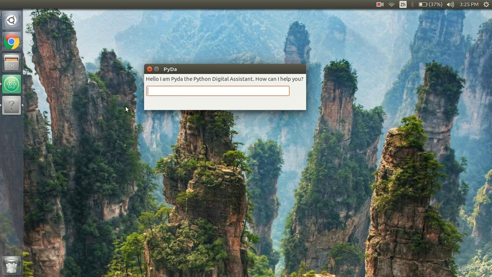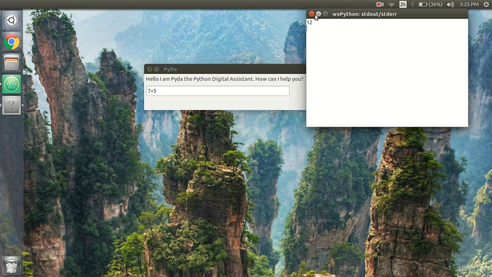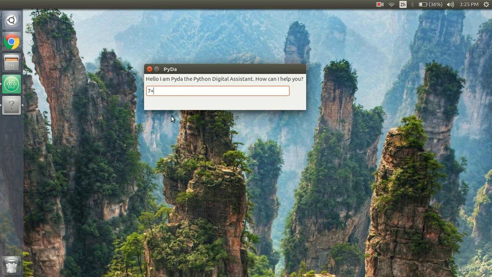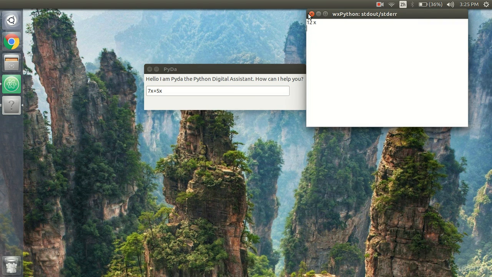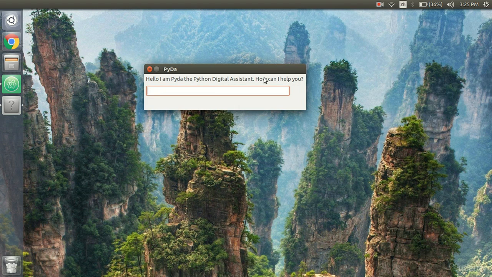Okay, next we can also ask it to do some simple math problems for us. So instead of having to get out that calculator app, you can just go on your computer if you're already on it and do some calculations. So let's say 7 plus 5, 12, and we can also do it with algebra, so 7x plus 5x, we get 12x.